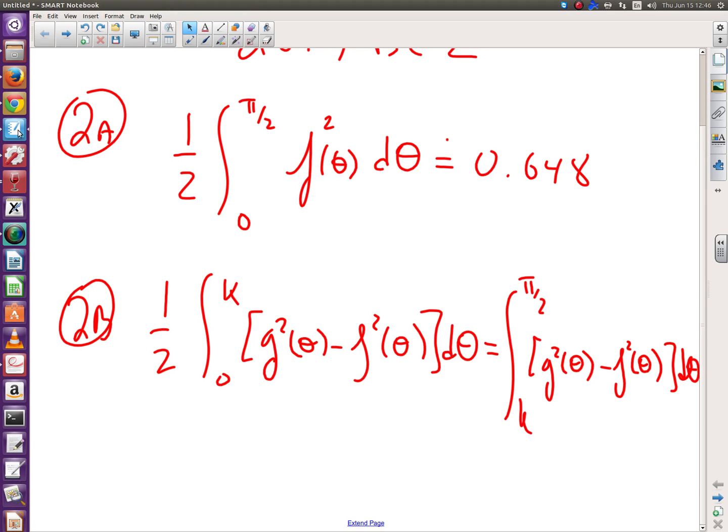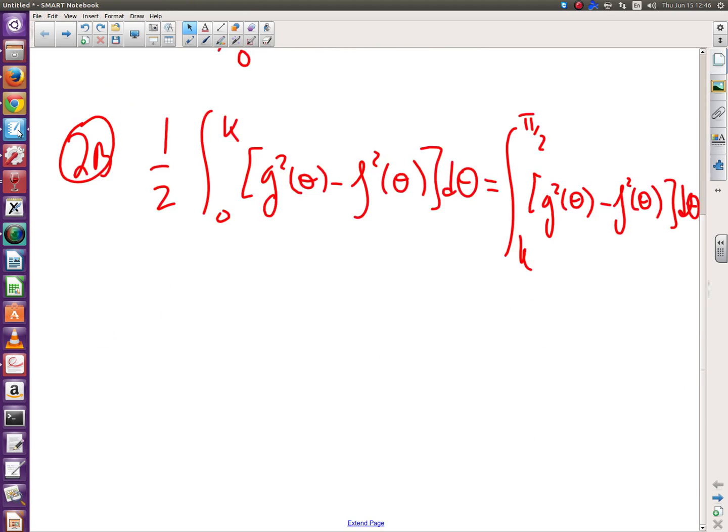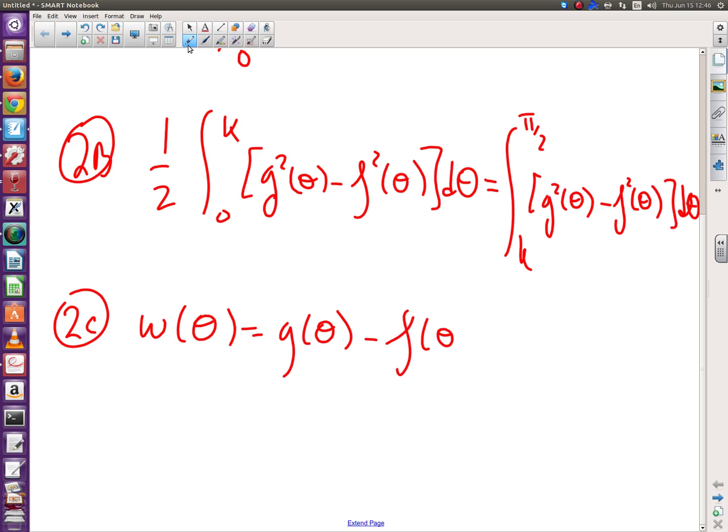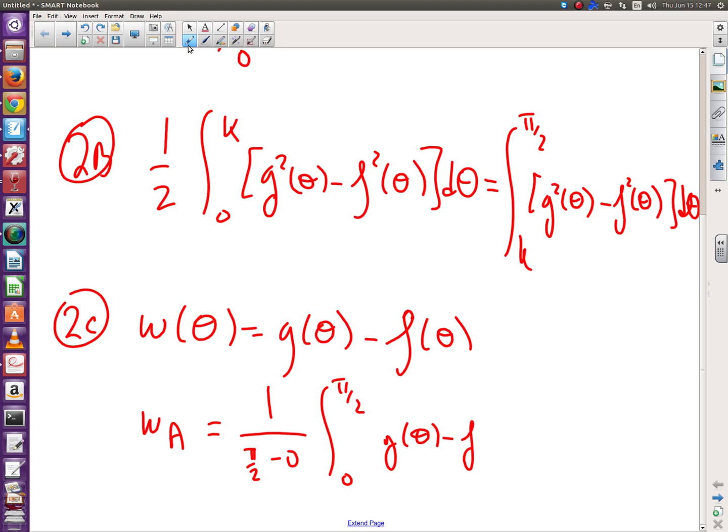So let's see if we can fit 2c down here. Let w of theta be g of theta, which is bigger, minus f of theta. So those two radial distances, that is the distance in between. What is the average of this function? It's going to be 1 over b minus a, the integral from a to b of the function. And when I plugged this into the calculator last time, I got about 0.485.